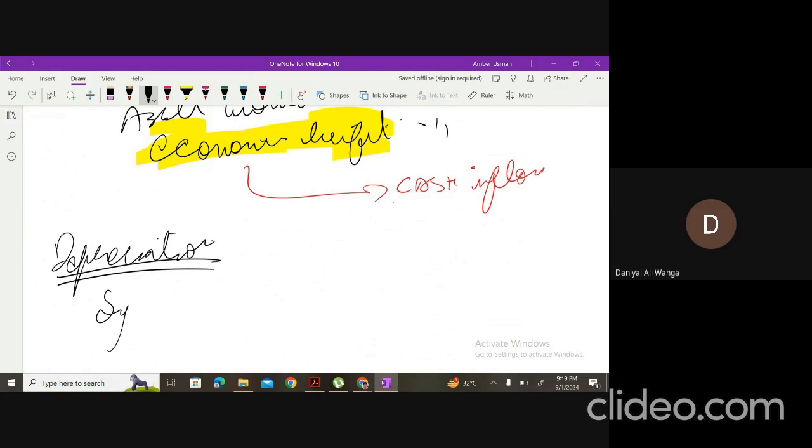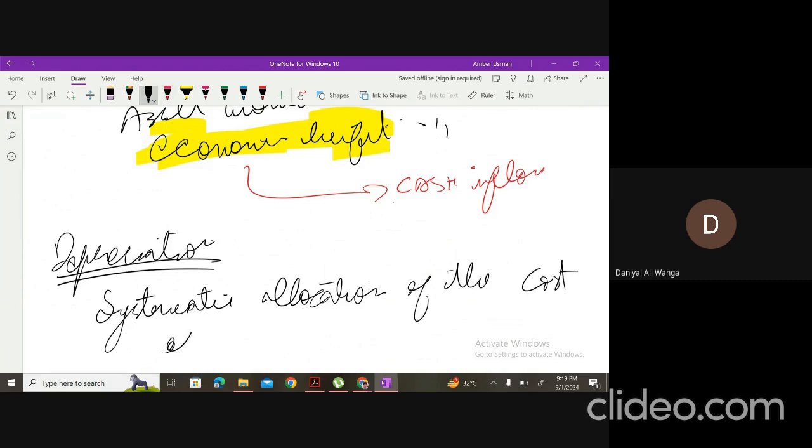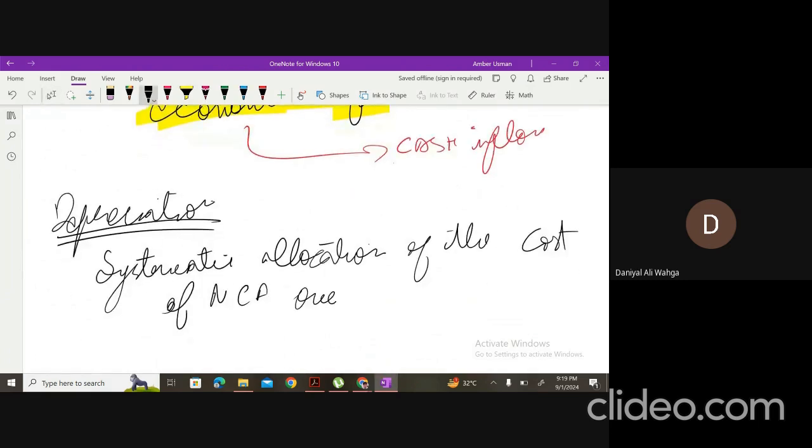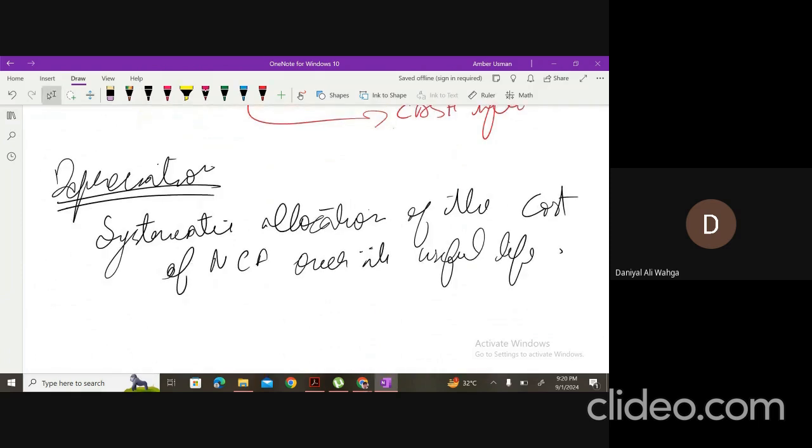Depreciation is the systematic allocation of the cost of a non-current asset over its useful life. Okay, systematic allocation. This is a very fancy word which is being used.